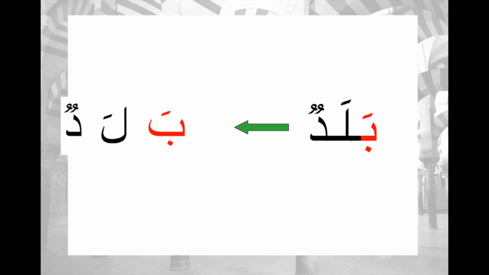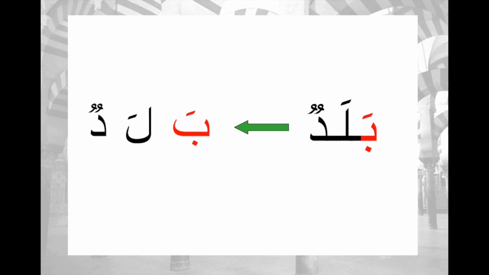Now let's come back to our word baladun. Actually, it is composed of three main letters, ba, lam, and dal. Note that above each letter there are some symbols called Arabic diacritics that act like vowels. I will explain some of them in the first video. But for the moment, let's come back to our letter ba.